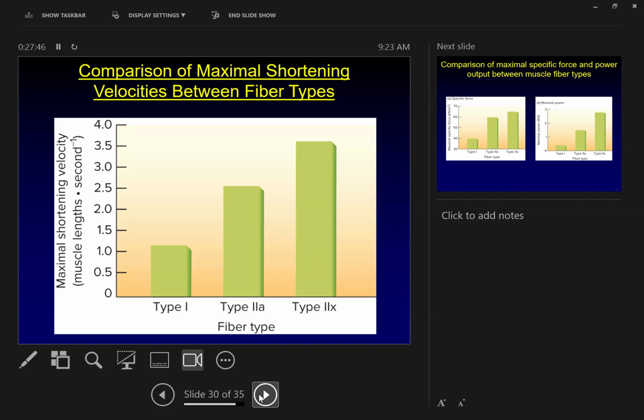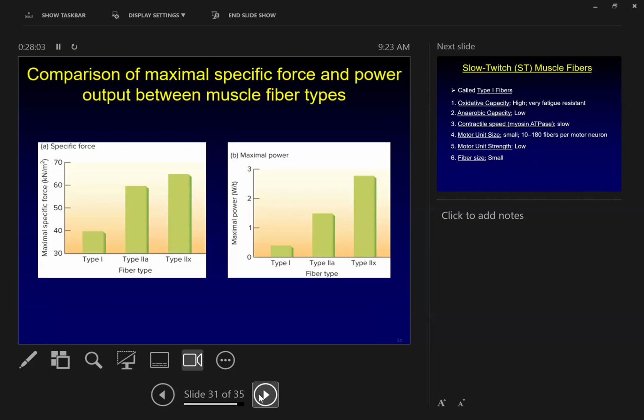I think we have some evidence that it doesn't work as well as we would like, but in a vacuum, that is a thing. The faster the shortening velocity, the better sprinter you are, the higher you can jump in some ways. So that's kind of what's happening with those.